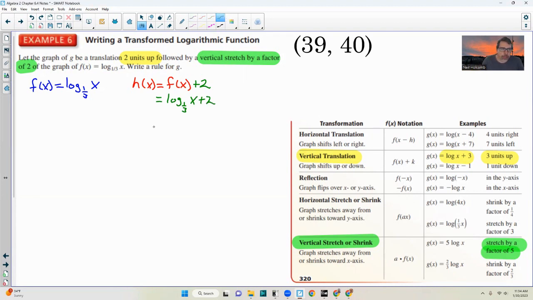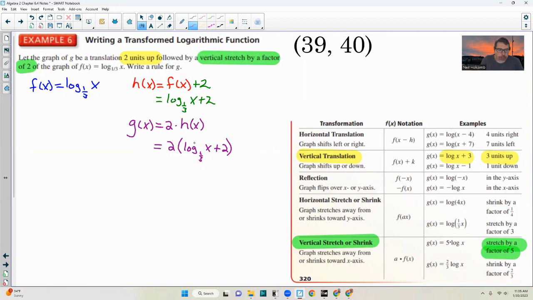Okay, and then the second step is we want to come up with g of x. A stretch by a factor of 2 puts the number in front, multiplied. So g of x is going to be 2 times my h of x. So g of x is going to equal 2 times the quantity log base 1/3 of x plus 2.